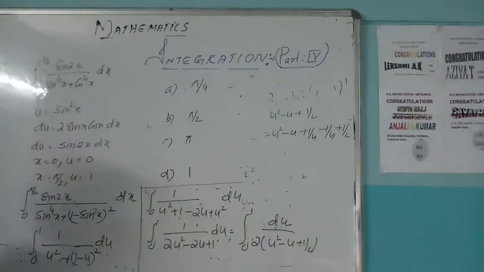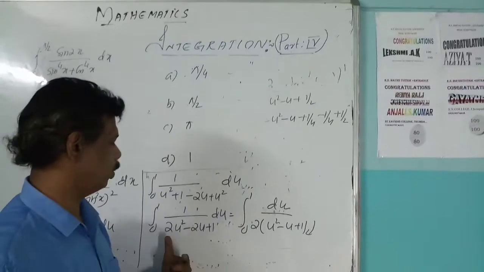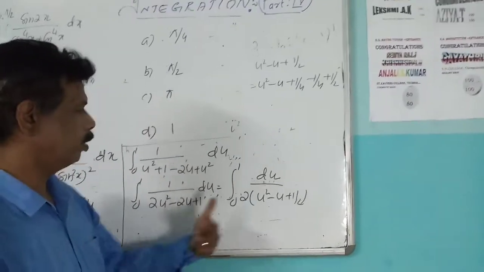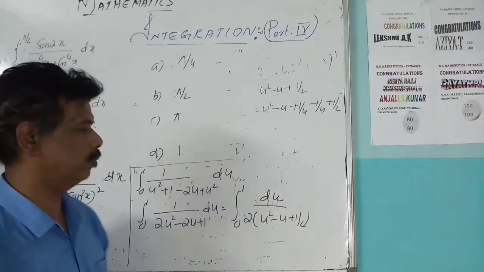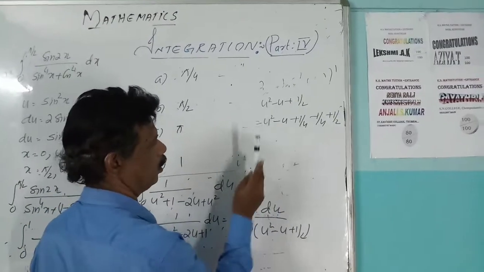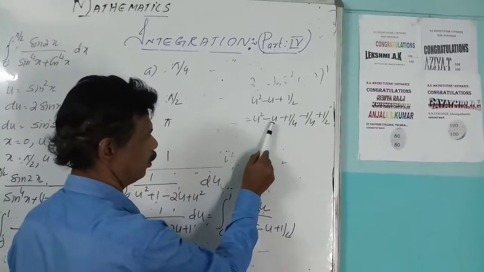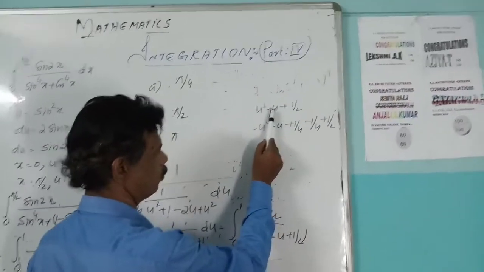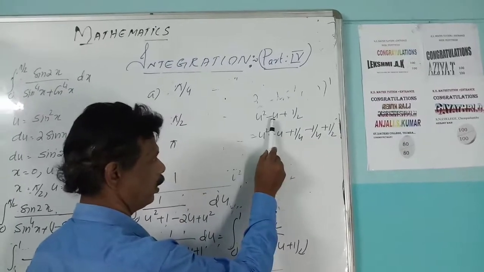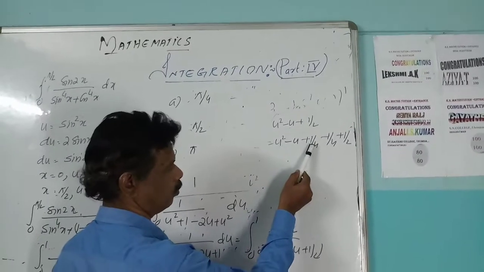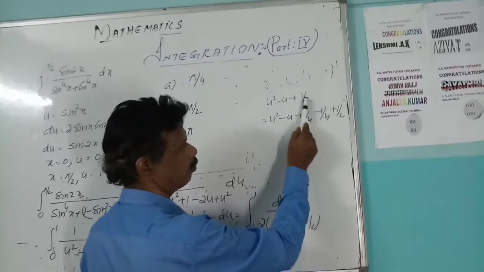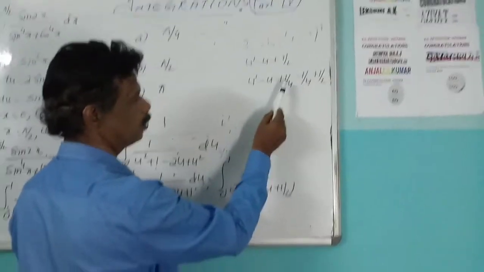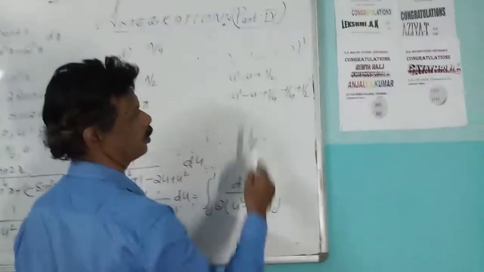Take the half. Yes, in the integral take 2 as a common term, 2 out of u square minus u plus half. Then convert into a perfect square form. That is u square minus u plus half equal to u square minus u. Take the coefficient of u, minus 1, and take its half, minus 1 by 2, and find out its square, plus 1 by 4. Adding and subtracting the term 1 by 4: minus 1 by 4 plus 1 by 2, for half of the coefficient of u and squaring on both sides.